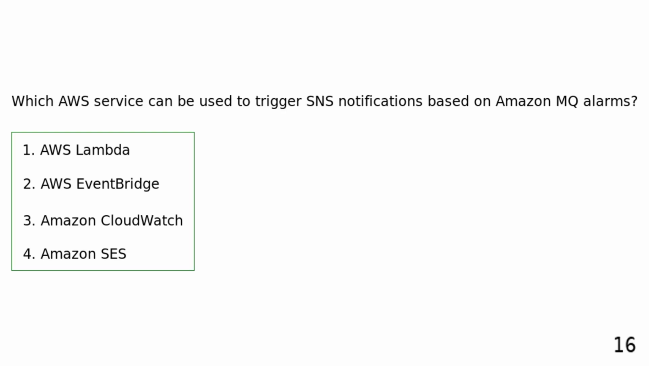Which AWS service can be used to trigger SNS notifications based on Amazon MQ alarms? AWS Lambda, AWS EventBridge, Amazon CloudWatch, Amazon SES. You can set up Amazon CloudWatch alarms for Amazon MQ metrics, which can then trigger SNS notifications for critical events.